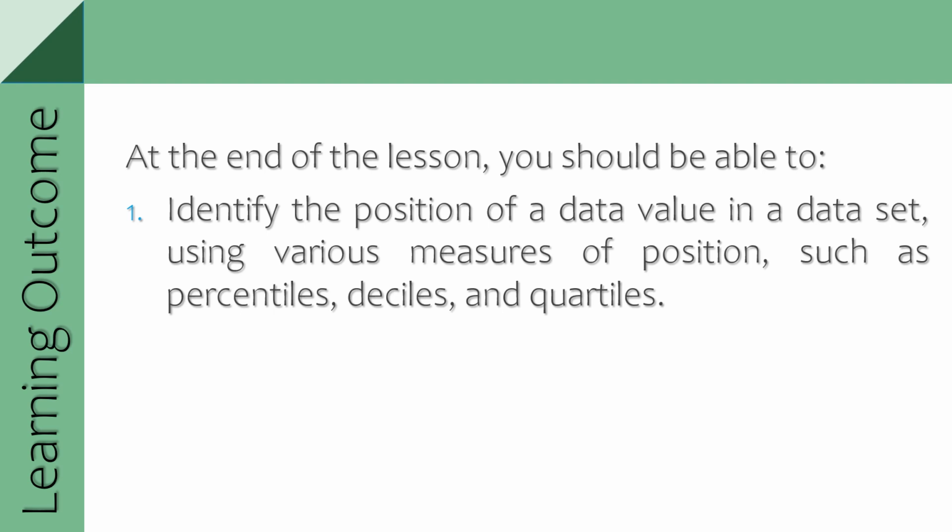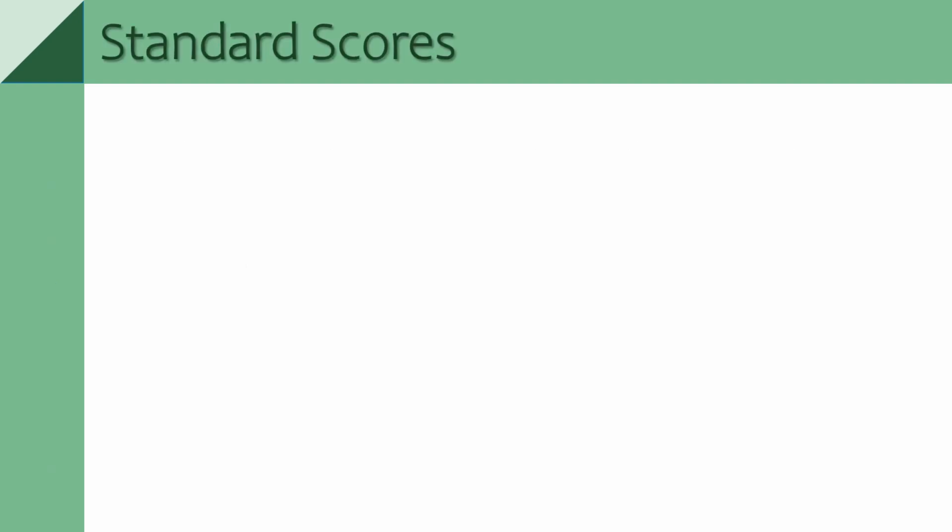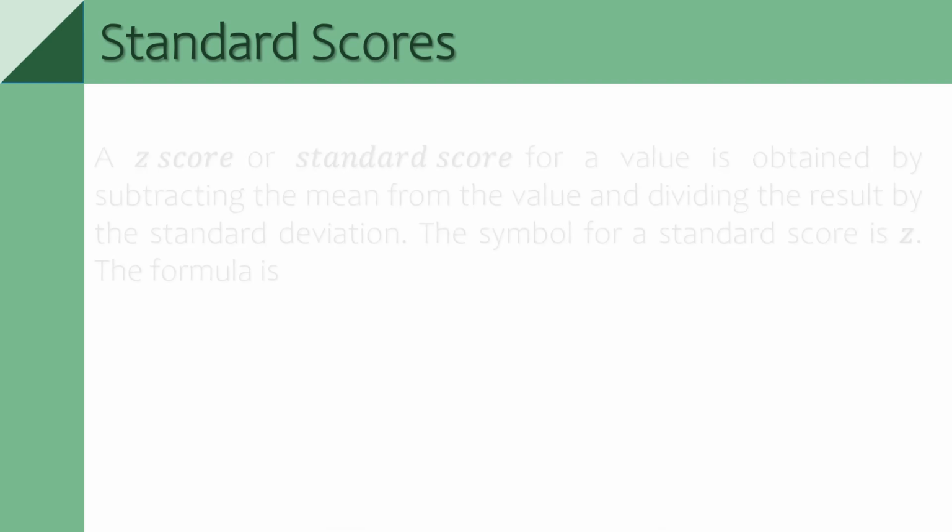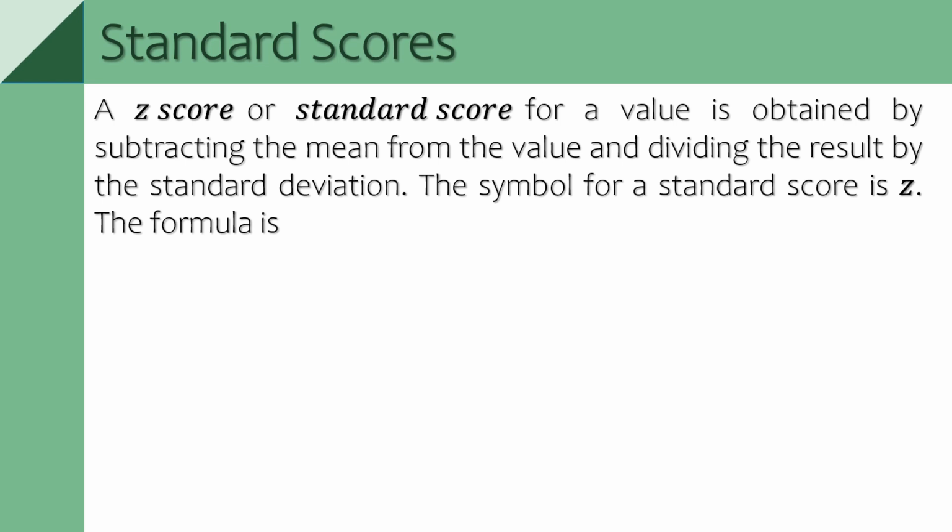But if we compare the relative standing of both, it can be done. This comparison uses the mean and standard deviation, and that is called the standard score or z-score. So what is the standard score or z-score? The z-score or standard score for a value is obtained by subtracting the mean from the value and dividing the result by the standard deviation. The symbol for standard score is z.